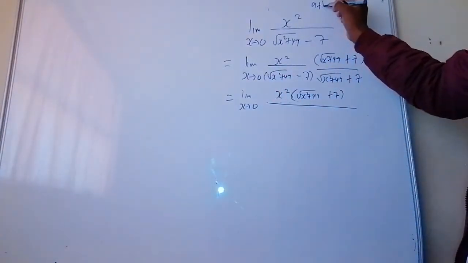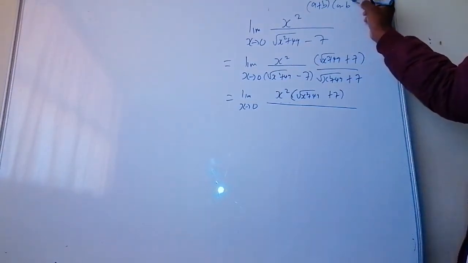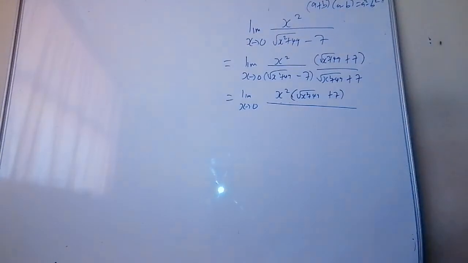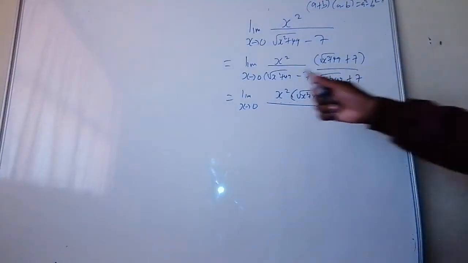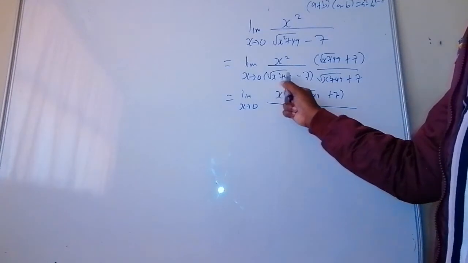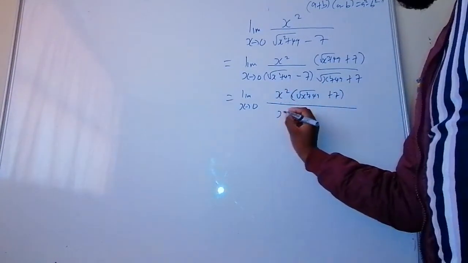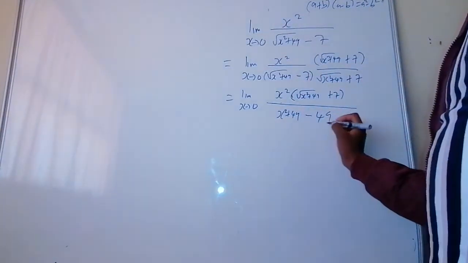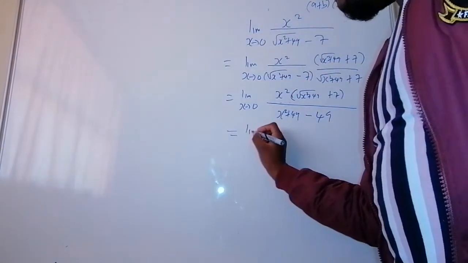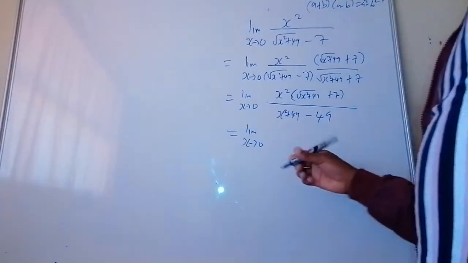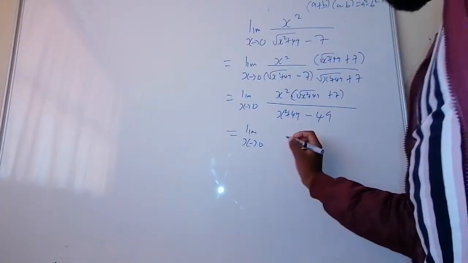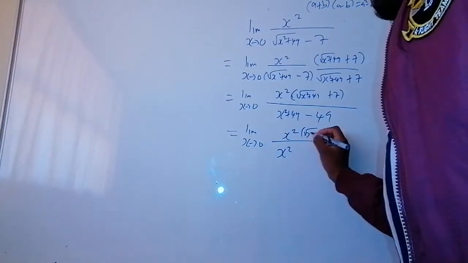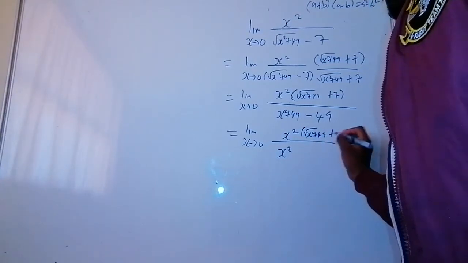We know that if we have something like a plus b times a minus b, this is the same as a squared minus b squared, difference between two squares. So square root of x squared plus 49 times square root of x squared plus 49, that is simply x squared plus 49. 7 times 7, that's 49. So this is going to be limit as x approaches 0. So 49 minus 49 is going to be 0. So we'll have x squared divided by x squared into the square root of x squared plus 49 plus 7.